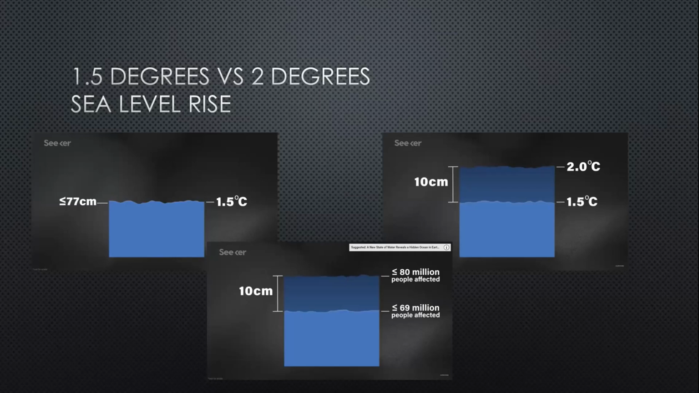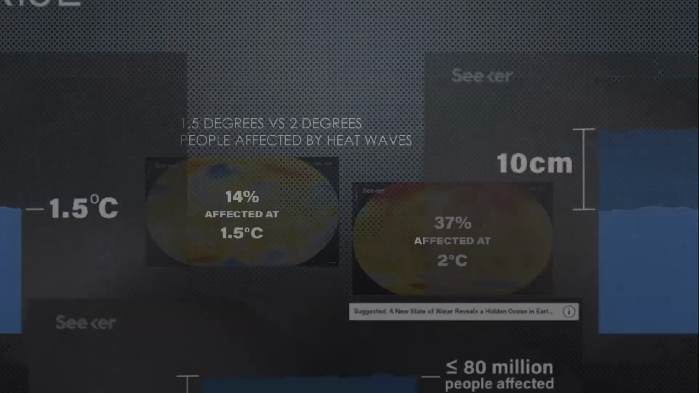We have 80 million. So the point, if you don't get everything that I'm trying to say, the point I'm trying to make is that a very small change in the temperature could mean a lot. A very small change in the temperature could mean a lot, okay? All right, so we're going to move on.